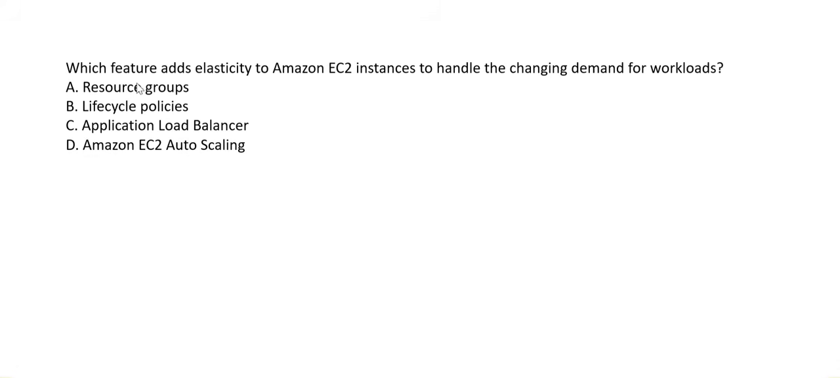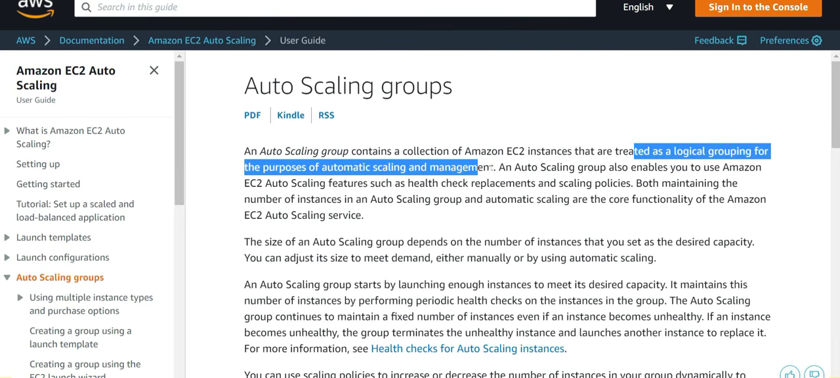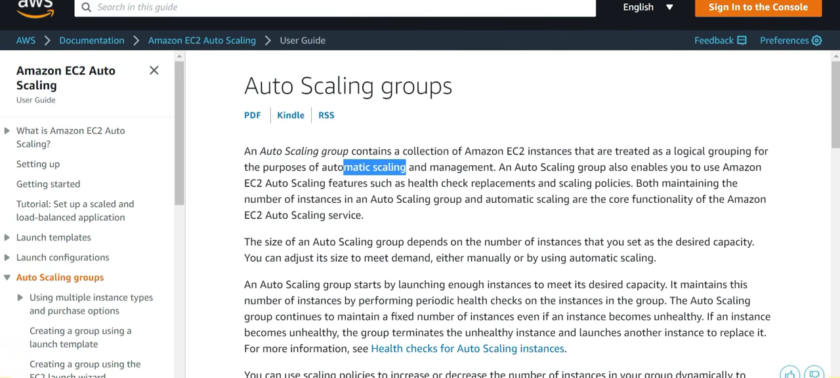Which feature adds elasticity to EC2 instances to handle changing demand for workloads? So this is always Auto Scaling group, because when you want elasticity in an EC2 instance, you can do that through Auto Scaling group. An Auto Scaling group is a collection of EC2 instances that are treated as a logical grouping for the purpose of automatic scaling and management. Elasticity means automatic scaling and management. Option D is right.